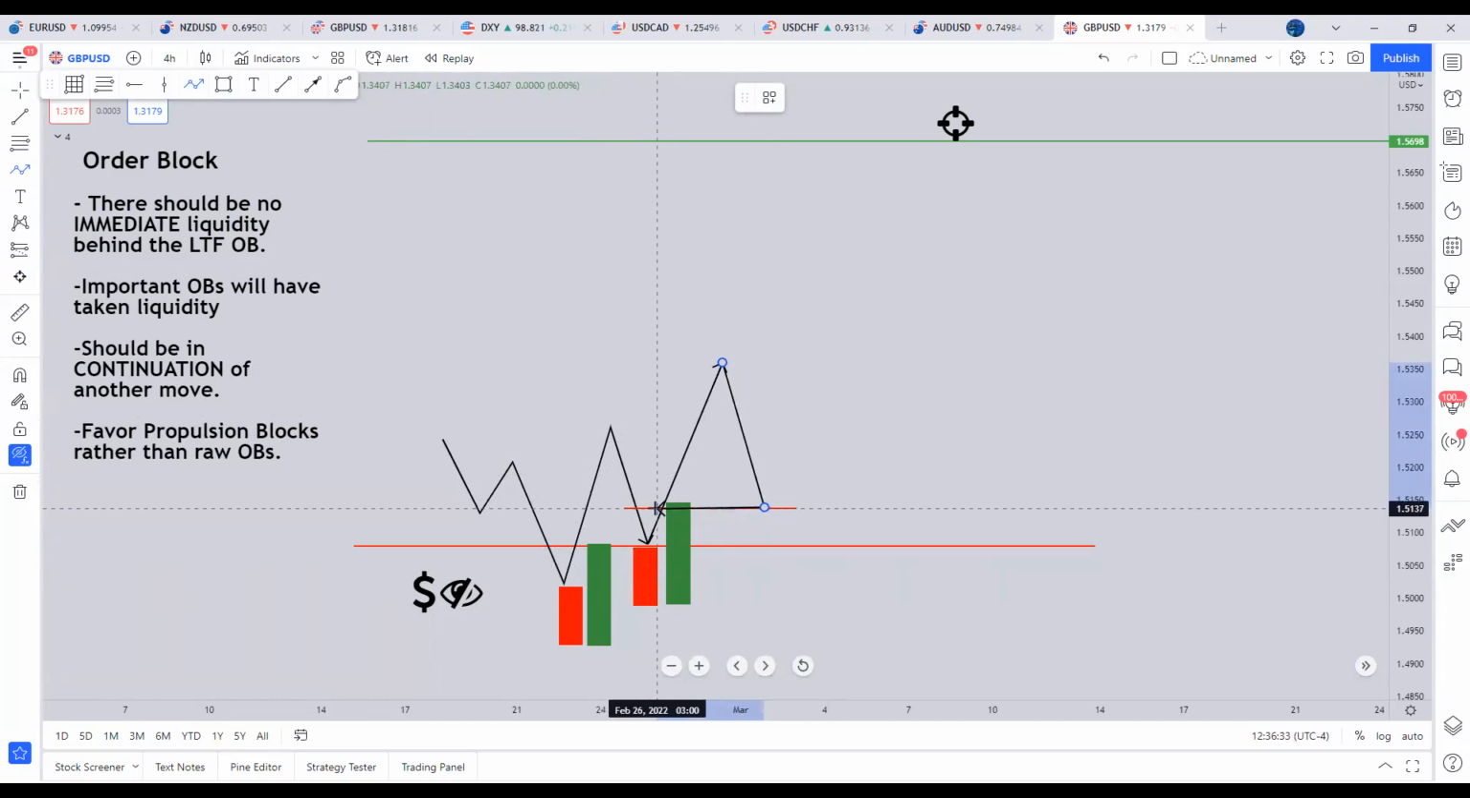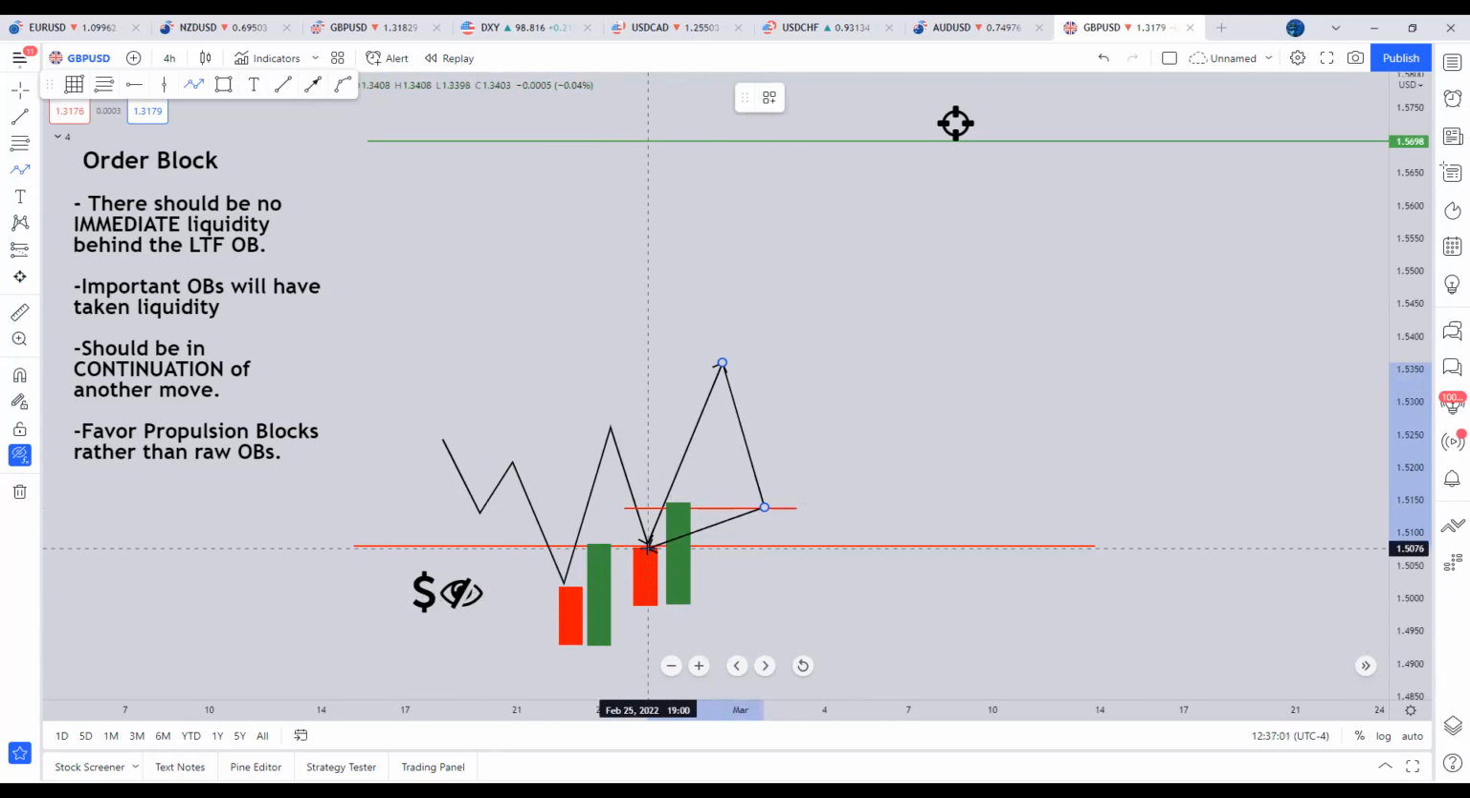Is there any requirement, or is it necessary, that the order block should be followed by the engulfing candle? Like in this case, the green candle. So most of the time it is. Most of the time it will be. If it's not, then you're kind of looking for the smaller candle. But generally, yes, the engulfing candle will be the next one.